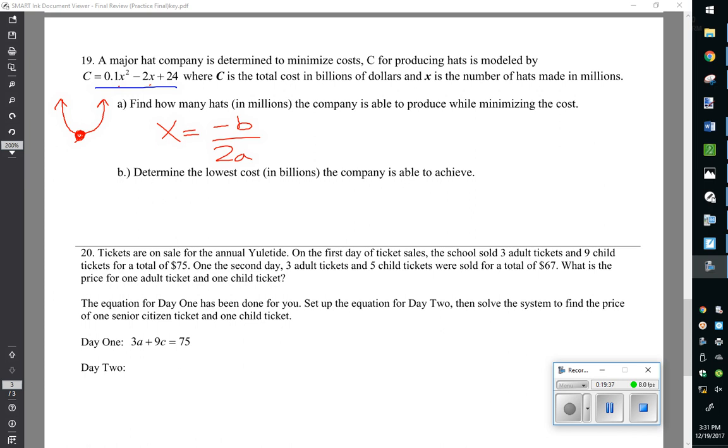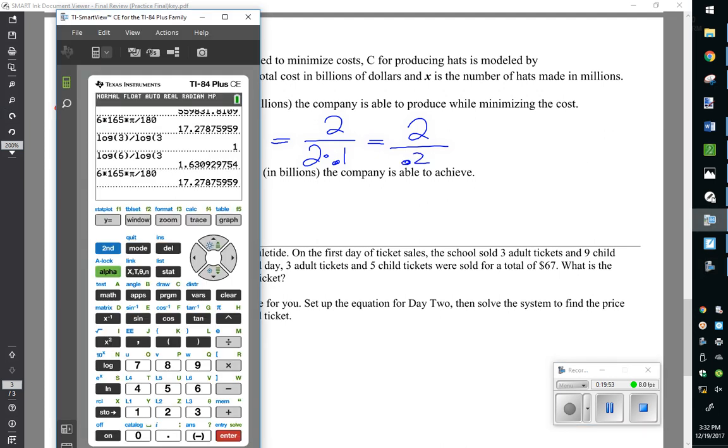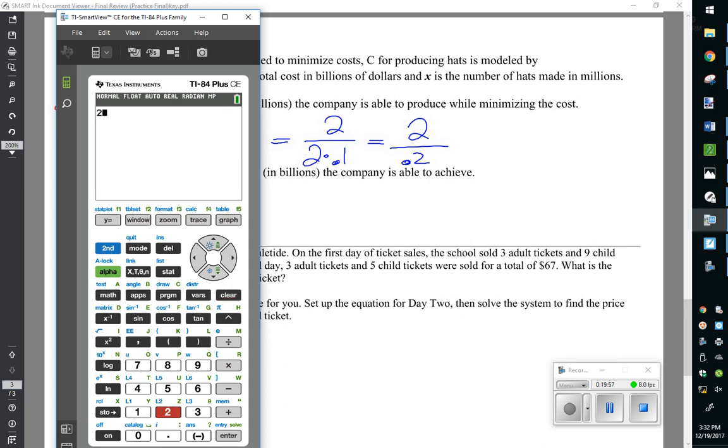So in this case, my B is negative 2, so it's going to be a positive 2 over 2 times A, which is 0.1. So in my calculator, I'm going to take 2 divided by 0.2, because that's 2 times 0.1. Let me clear that out for you so you can see it. 2 divided by 0.2. That will tell you where x is a minimum. It is at 0.4 for my value there. So 0.4, that's my x value.